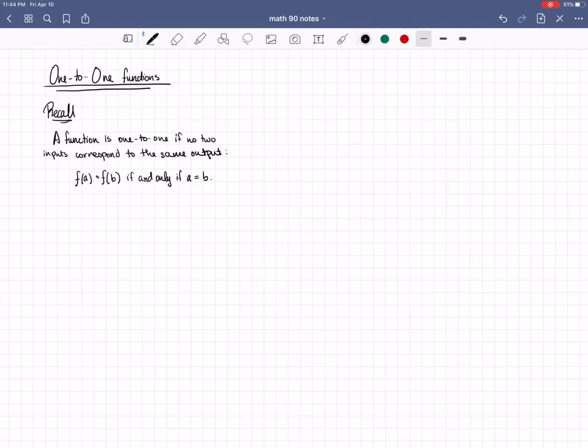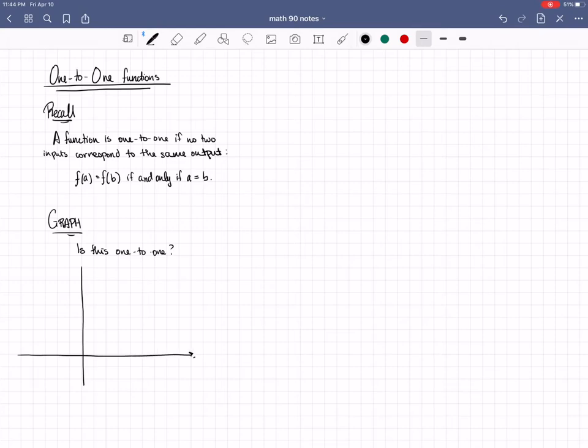The easiest way to conceptualize this is by looking at the graph of a function. So we're going to look at a graph and we're going to ask the question, is this function one-to-one? I'm sure you will not be surprised to hear that we're going to look at more than one example. So here's an example of a function.